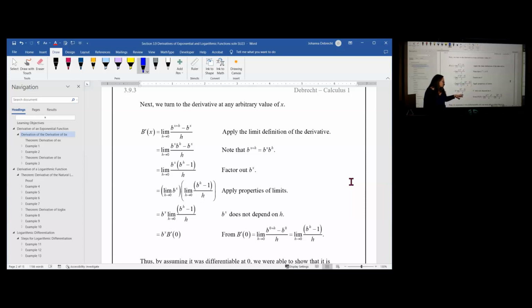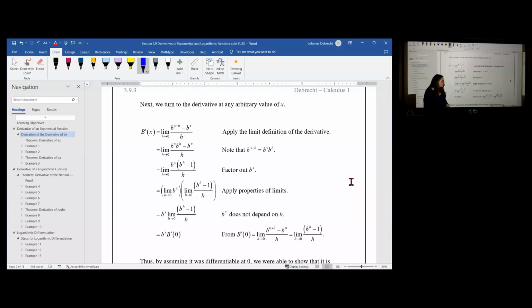We know, however, that this represents the derivative at some arbitrary point. This is the derivative at 0 specifically that we found earlier. We can replace this second limit with the value of the derivative of the function at 0.